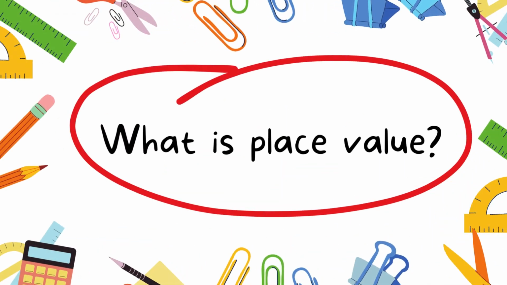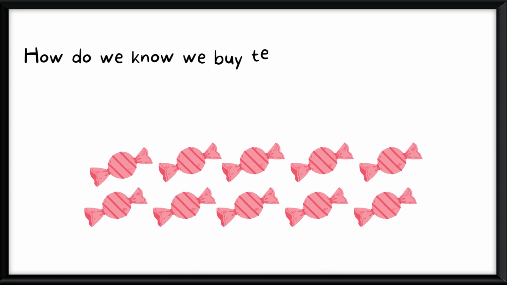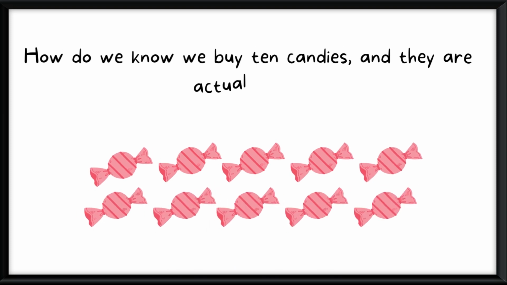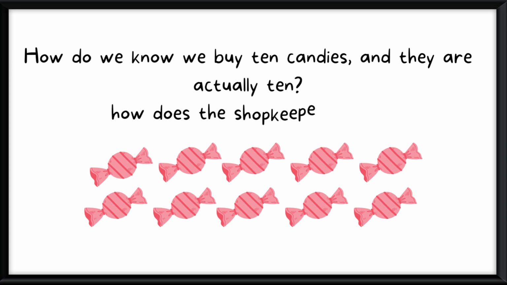What is place value? To understand this, let's take an example of candies. If you go to a shop to buy 10 candies, how do we actually know that they are 10 candies? And how does the shopkeeper know that he has to give us the 10 candies? Most likely, we are going to count.